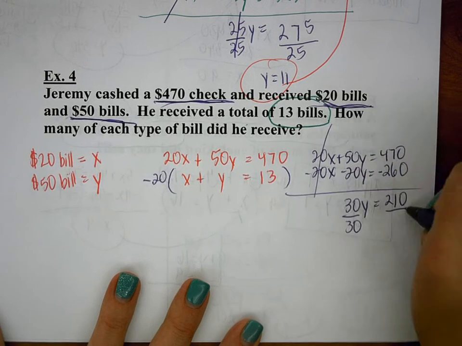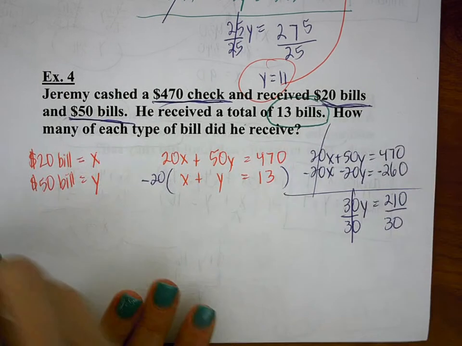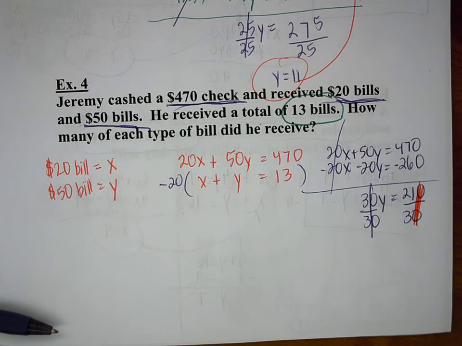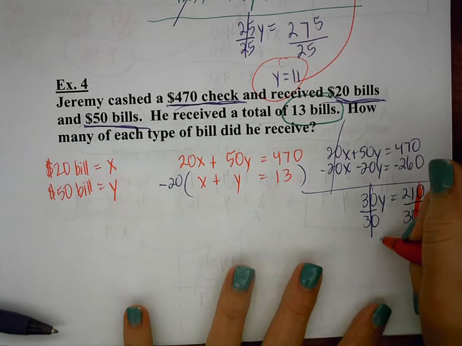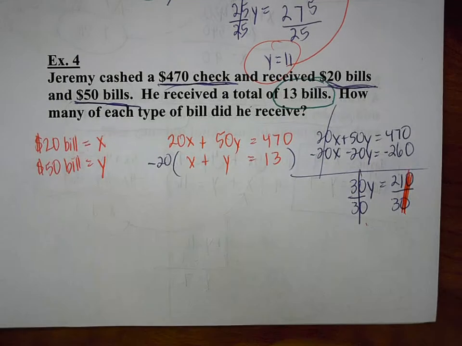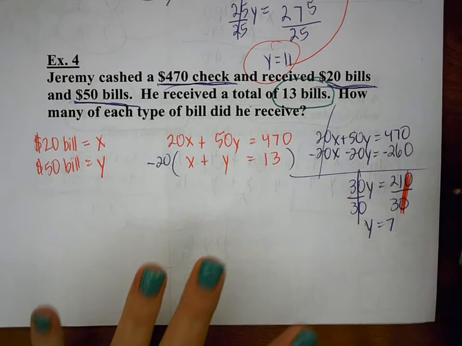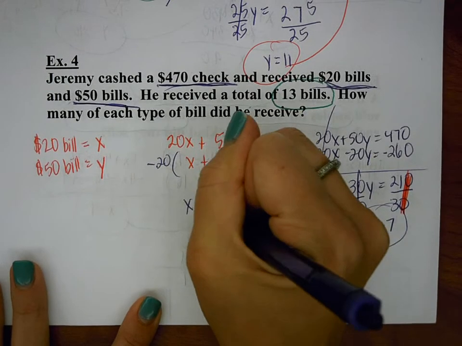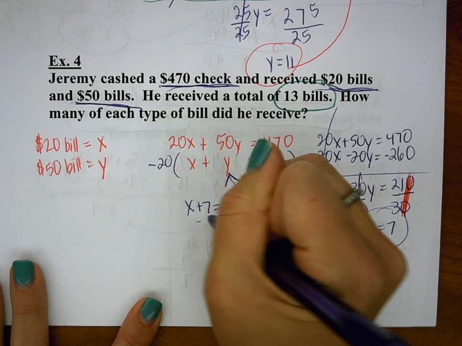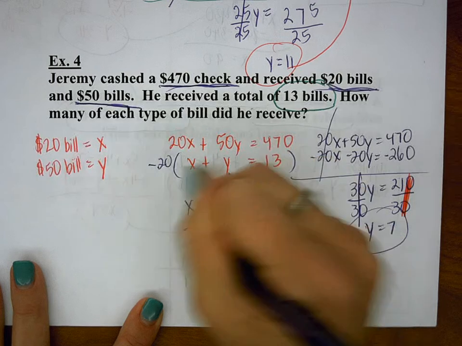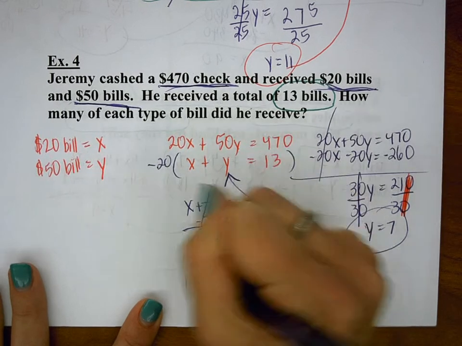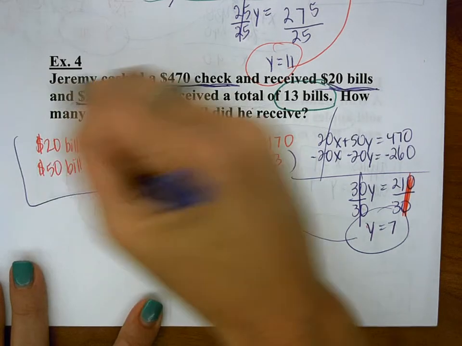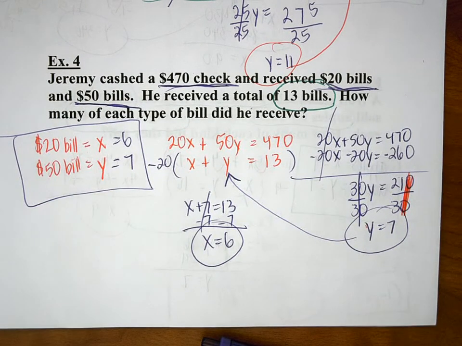You know the shortcut was zeros, right? If you have two zeros at the end, the zeros go away. And 21 divided by 3 is 7. So we have y equals 7. We plug that in for y: x plus 7 equals 13. Subtract 7, and we find that x equals 6. So 6 for 20s and 7 for 50s. Any questions?